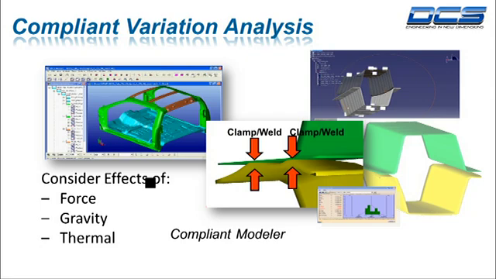Moving on to the idea that we talked about earlier with compliant variation. Here we look at just a couple of examples. We talk about things like the effects of force, gravity, or thermal conditions, and we look at being able to take into account, in this case, an example of clamping and welding. So how does that impact the variation in the product, and how do these process variables manifest themselves in terms of the variability that has to be dealt with or mitigated in the manufacturing process?